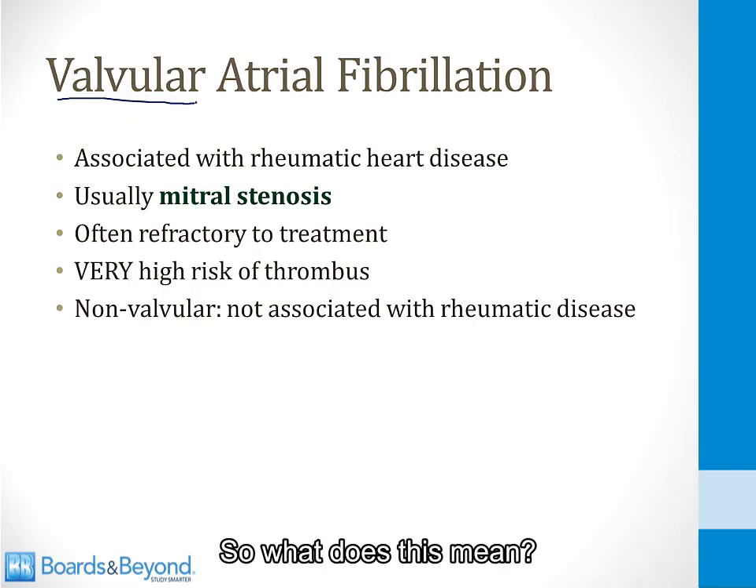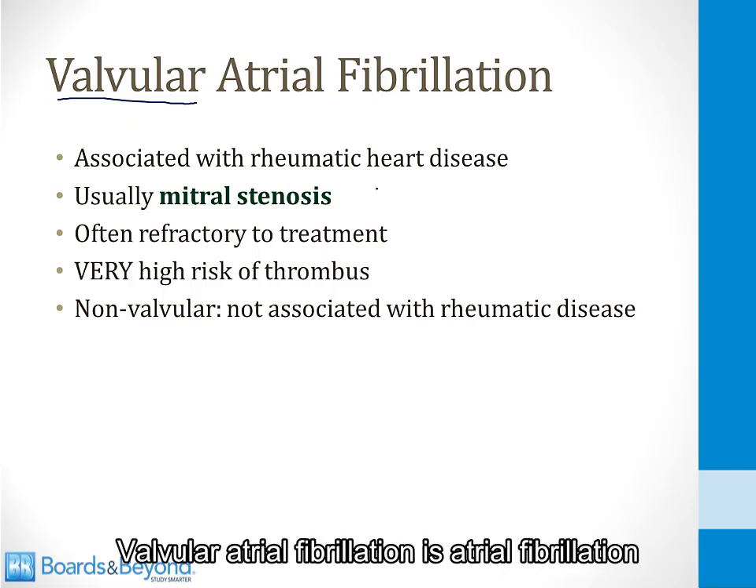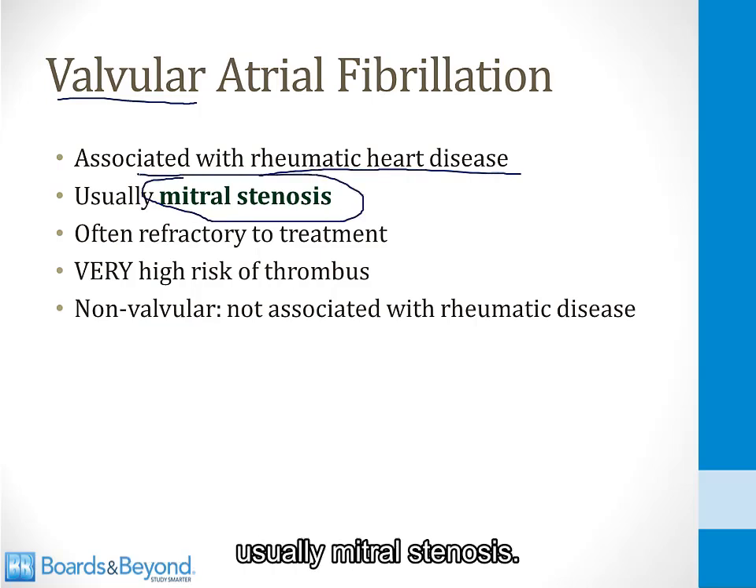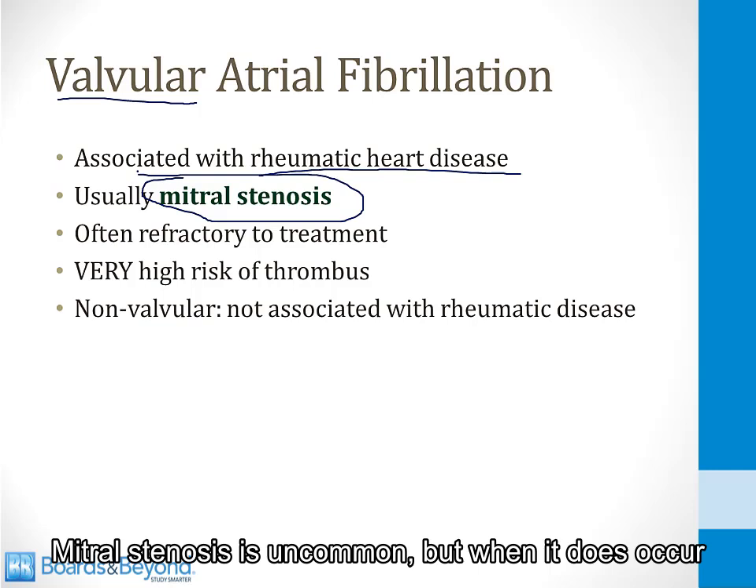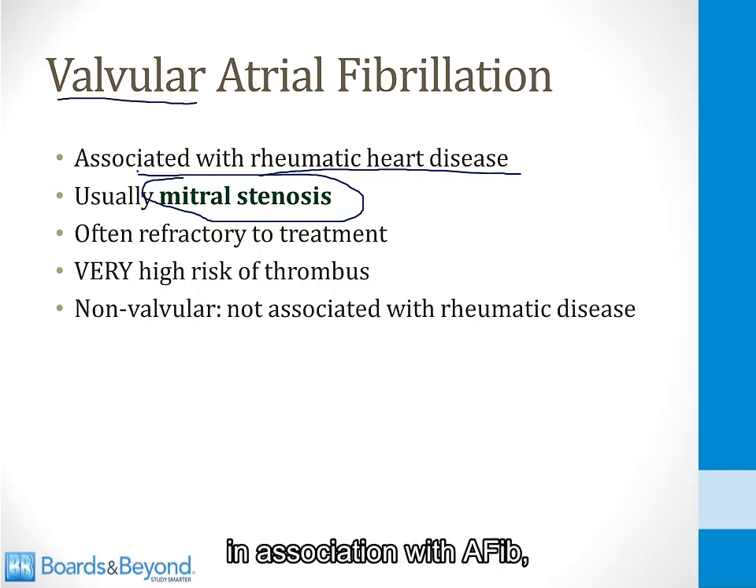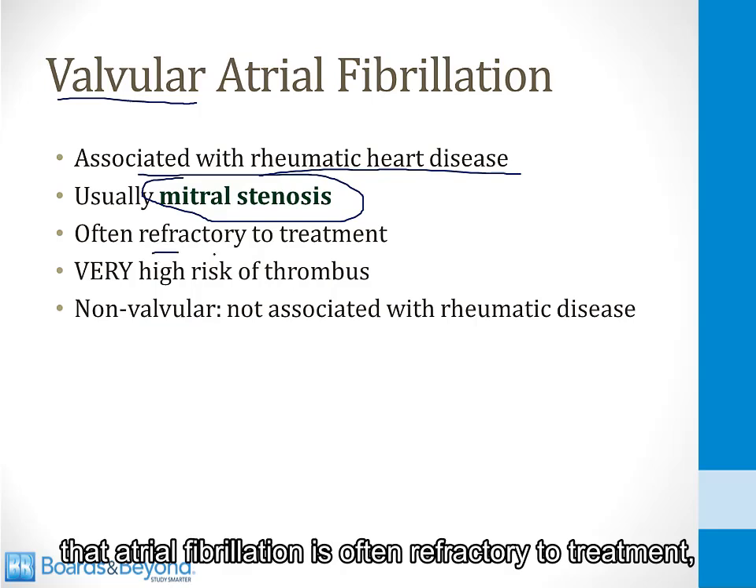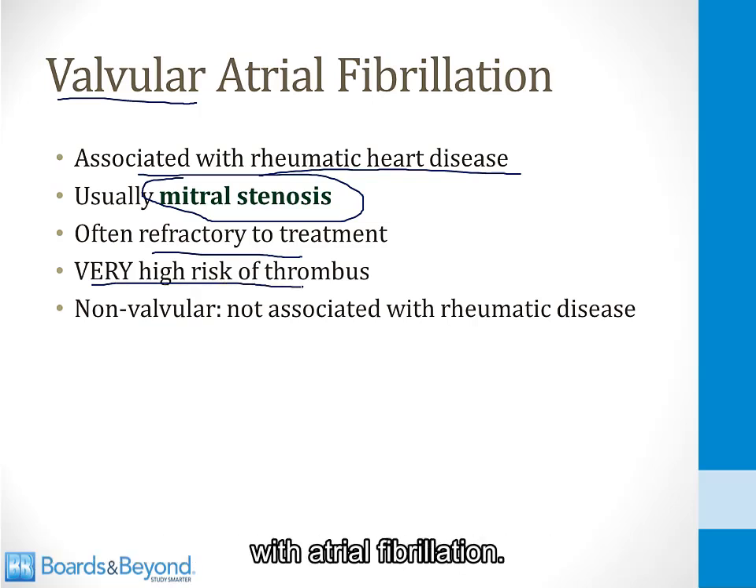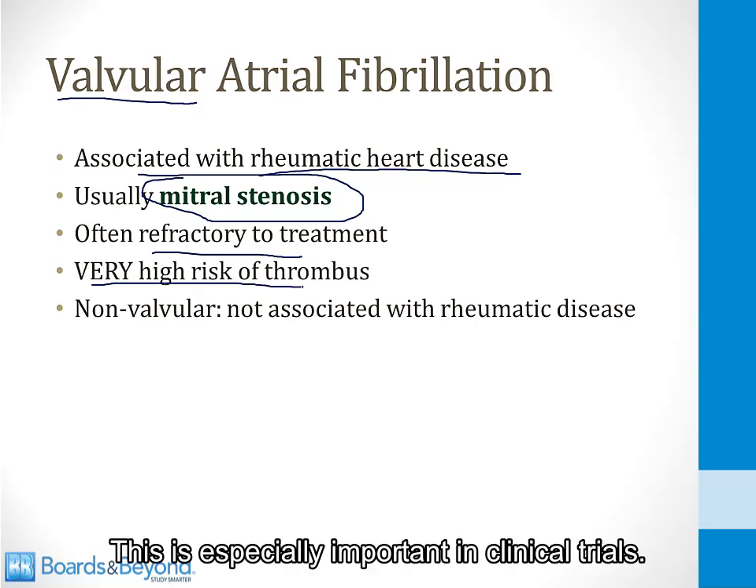So what does this mean? Valvular atrial fibrillation is atrial fibrillation associated with rheumatic heart disease, usually mitral stenosis. Mitral stenosis is uncommon, but when it does occur in association with AFib, that atrial fibrillation is often refractory to treatment, and in addition, it carries a very high risk of thrombus, some of the highest risk of all patients with atrial fibrillation. This is especially important in clinical trials.